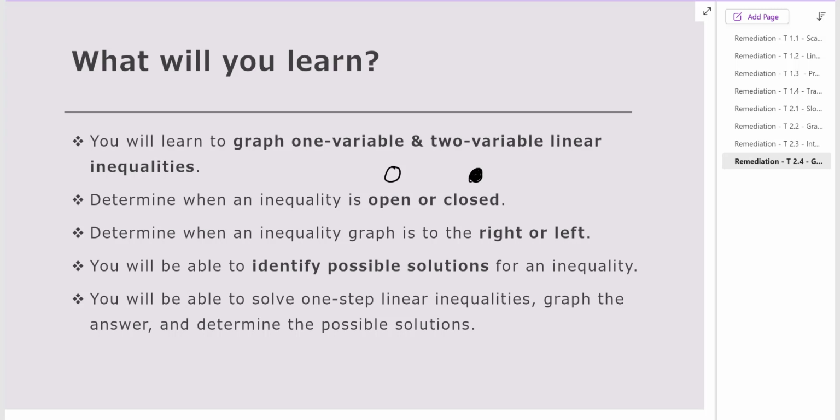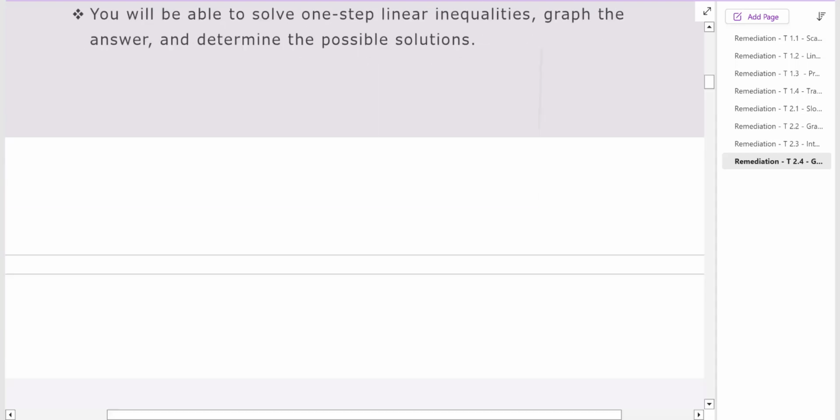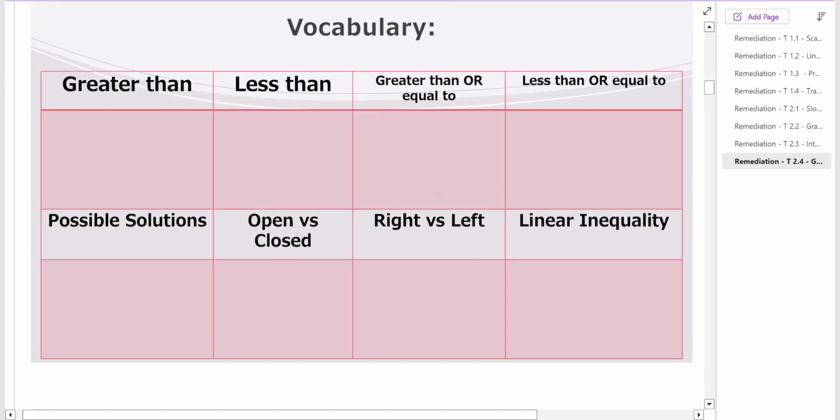You can determine when an inequality graph is going to be to the right or to the left. You will be able to identify possible solutions for an inequality, and you're going to be able to solve one step linear inequalities, graph the answer, and then determine the possible solutions. So first we have vocab.